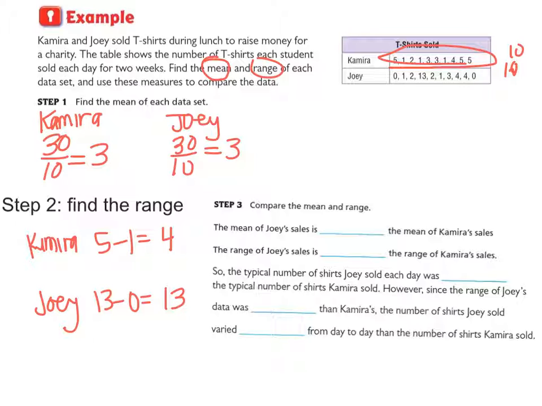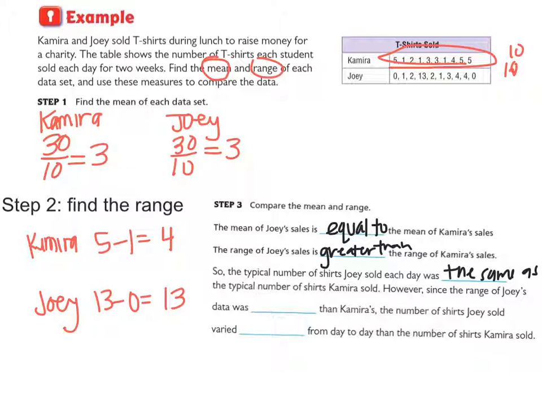So let's go ahead and read through this. The mean of Joey's sales is equal to the mean of Kamira's sales. And the range of Joey's sales, it was 13 to 4, is greater than the range of Kamira's sales. So the typical number of shirts Joey sold each day was the same as, because it was equal, the same as the typical number of shirts Kamira sold.